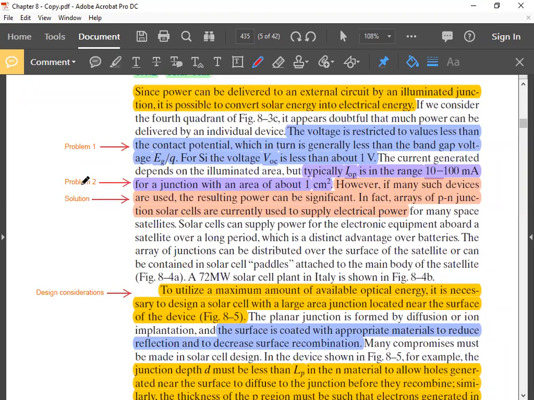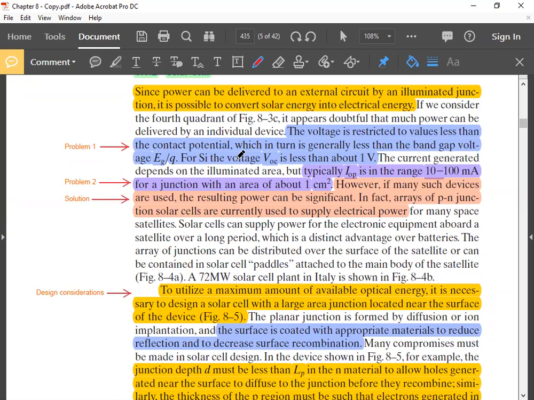And the second problem is, typically, IOP is in the range of 10 to 100 milliampere. IOP is the optically generated current, and that is in the range of milliamperes. This is a small current for a junction with an area of about 1 centimeter square. 1 centimeter square is actually a very large area, I would say. So even for a large or thick photodiode, the current obtained is not large, it's a small current. So these are the two problems of using a photodiode as a solar cell, but there is a solution.